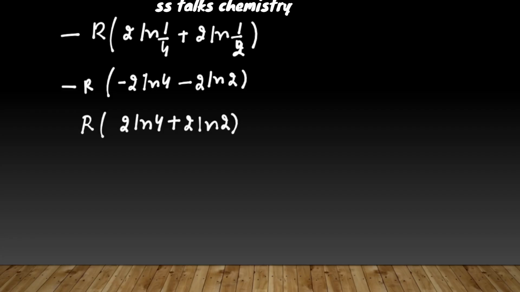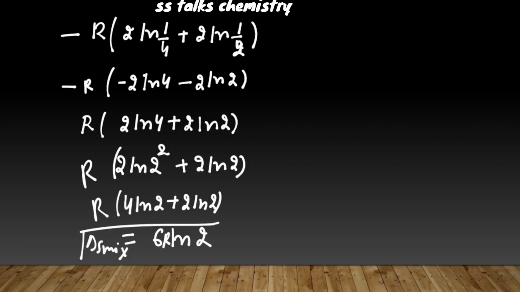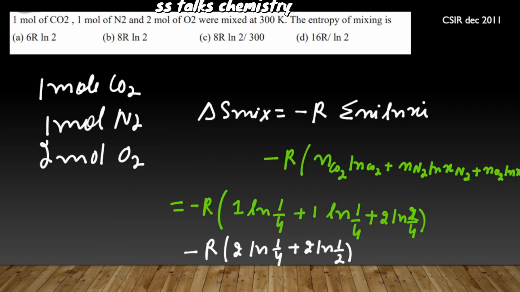Now this ln 4 that I am having can be expressed in terms of ln 2, so it becomes 2 times ln of 2 raised to the power 2, plus 2 times ln 2, into R. Now the power can come in front, so it becomes 4 times ln 2 plus 2 times ln 2, into R. This is equal to 6R ln 2. This is the entropy of mixing that we are having. So this is going to be my answer: the correct answer is option A in this case.